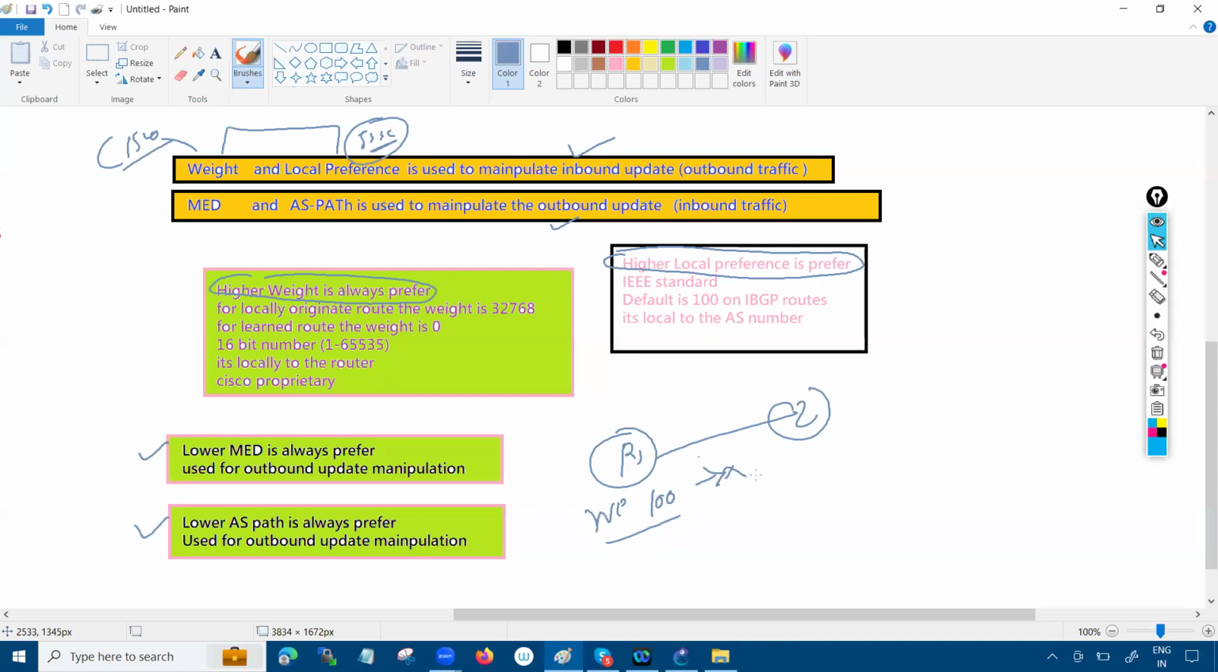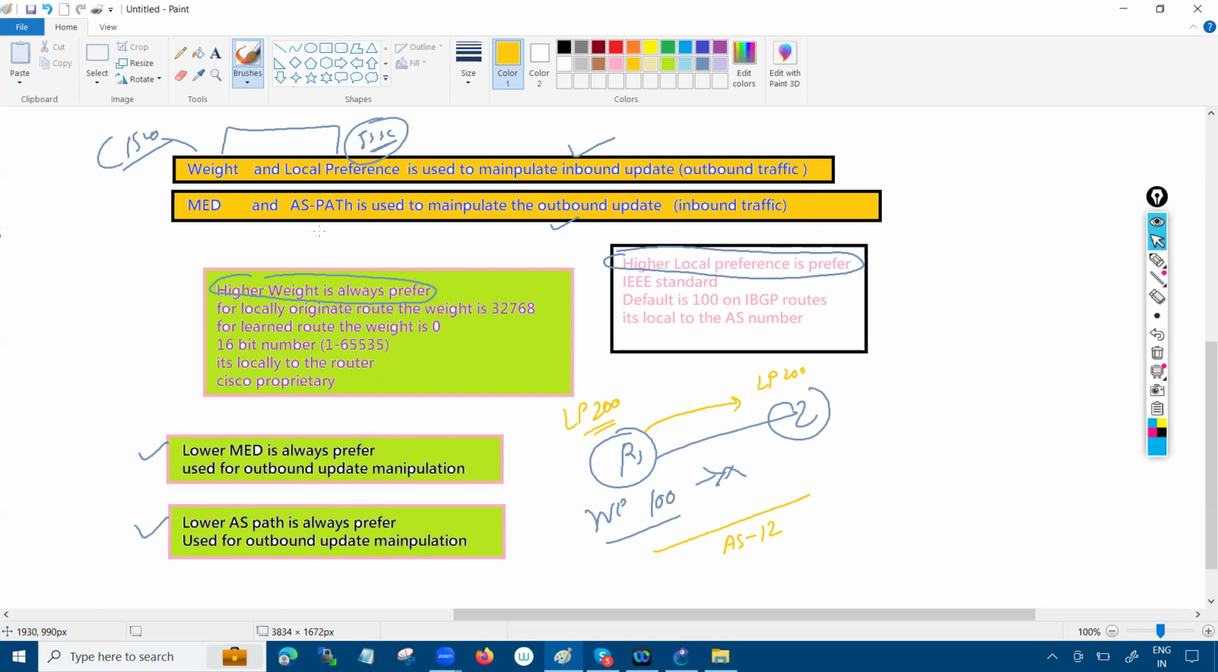Whereas if I configure the LP as 200 on router number 1, LP is not local to the router. It's local to the AS number. So if router 1 and router 2 both belong to the same AS number, assume 12, I can share the LP information to router number 2. That's 200 over there. That's the difference between weight and local preference, right? At the basic level, of course. If you go to a higher level, you will see other differences as well.